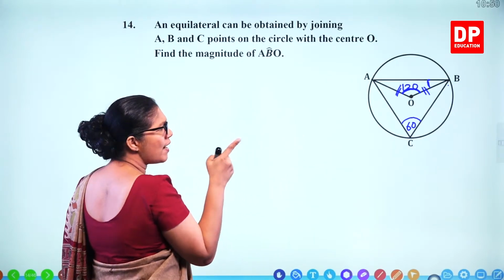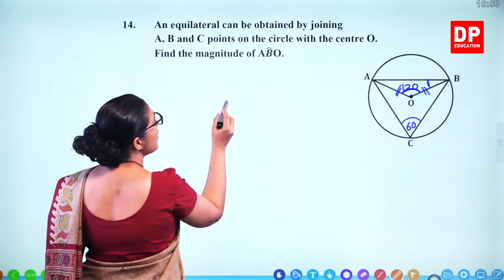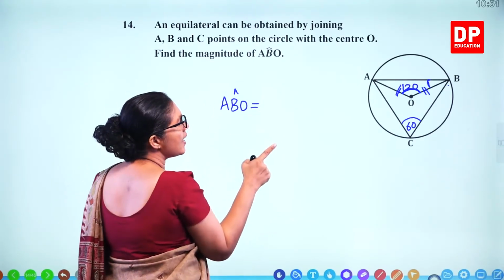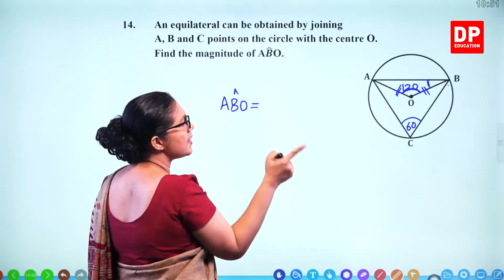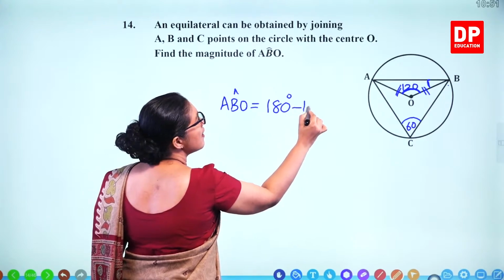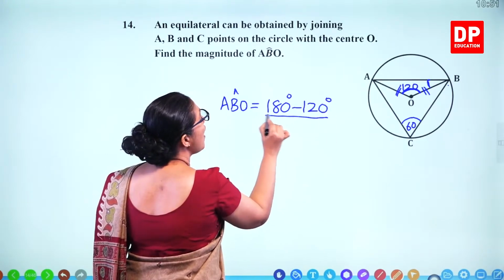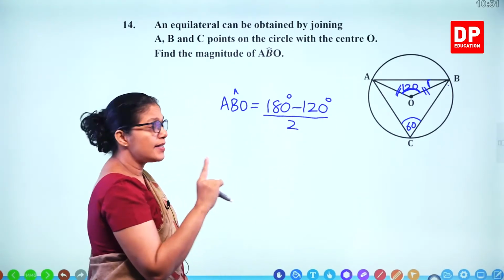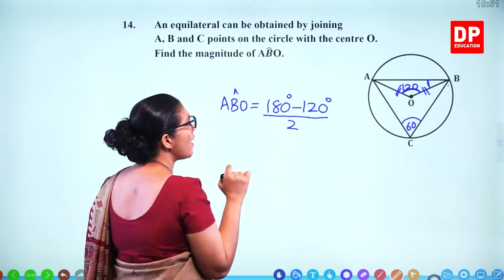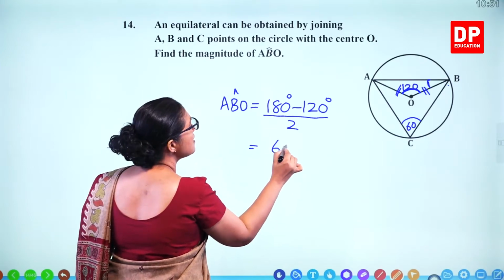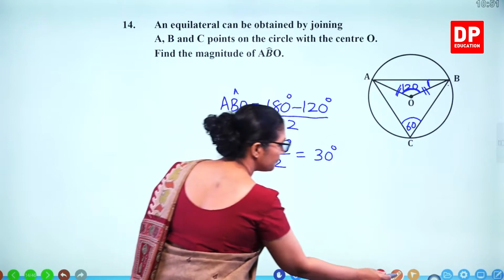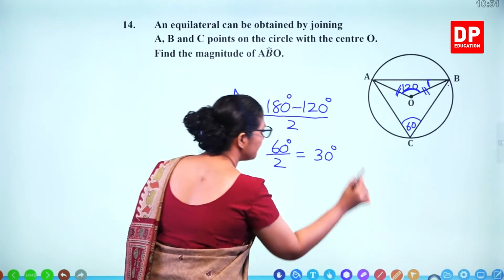So we can easily find out OBA angle or ABO angle. So how do you do that? One angle is 120 and equally divide the other two. So subtract 120 from 180 and divide by 2, because this is an isosceles triangle so the two angles are equal. 60 divided by 2, you get 30 degrees. 2 marks for that.